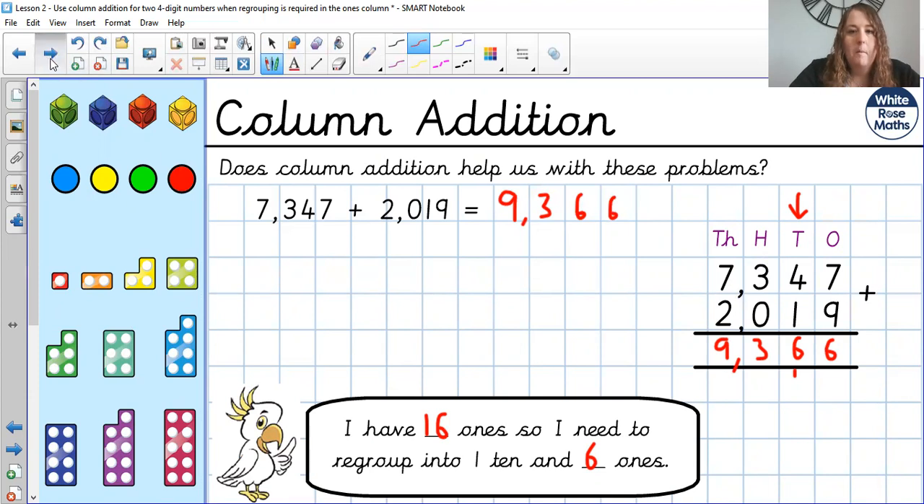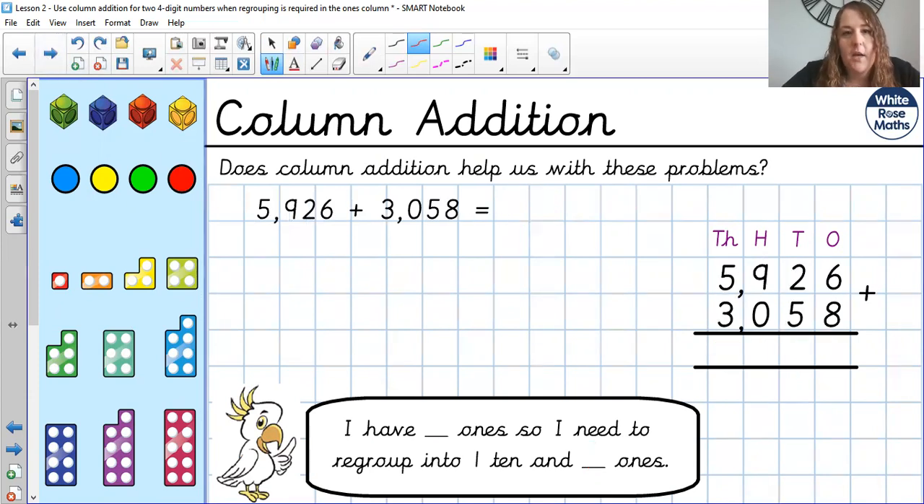Okay, one more to do then. I'm going to ask you to pause the video here and have a go at this one by yourselves, but I will then go back through the answer with you in just a moment. 5,926 add 3,058, and I have already checked for you that they are in the right places. So off you go and have a go at that one.